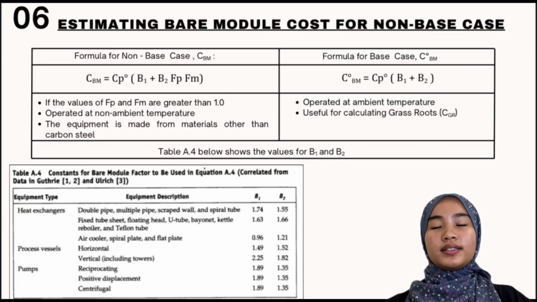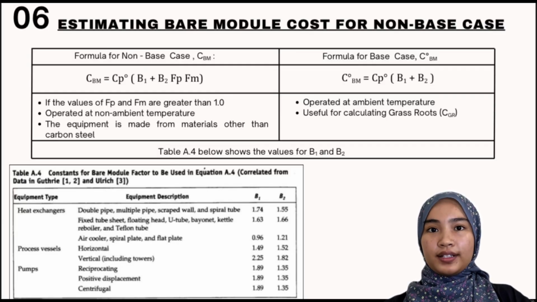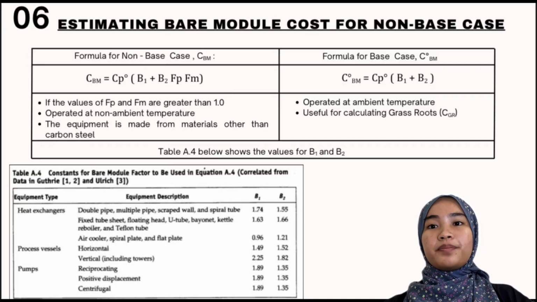As you can see in the table, there are two formulas. Number one is for the non-base case CBM, and the other one is for the base case C0BM. The formula for the non-base case is CBM equal to CP0 times B1 plus B2 times FP and FM. The conditions to use it are, number one, the values of FP and FM are greater than 1.0. FP means pressure factor, while FM is the material factor. These two were already explained in the previous slide.